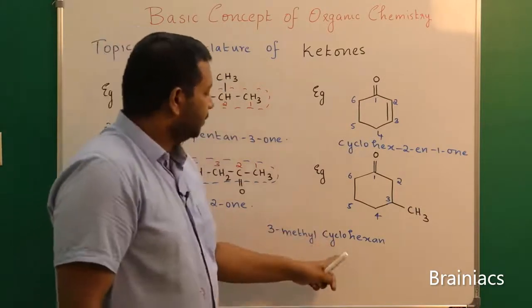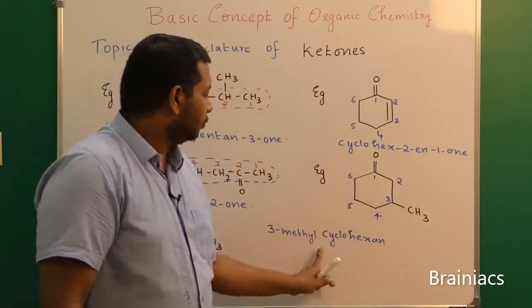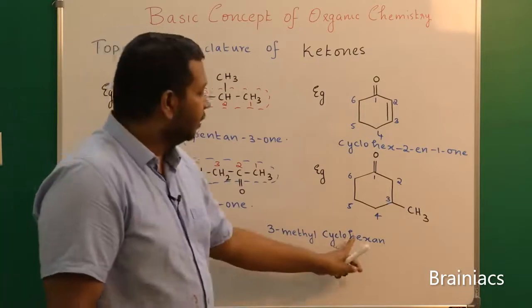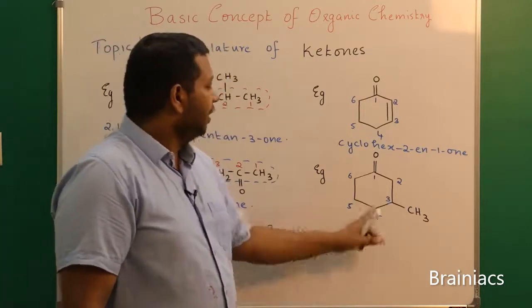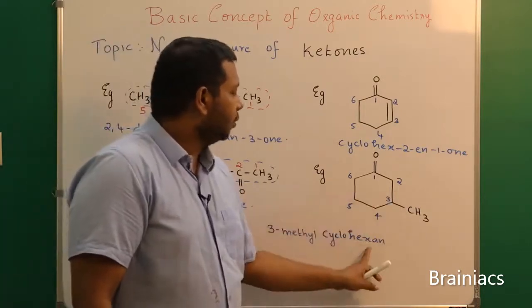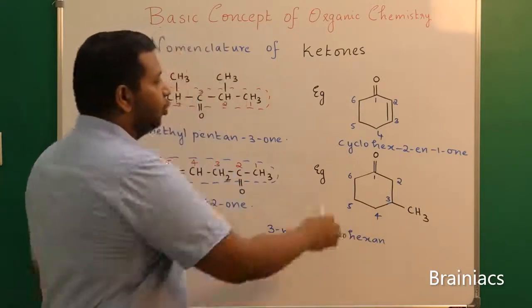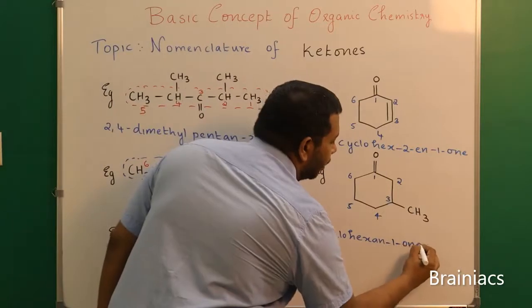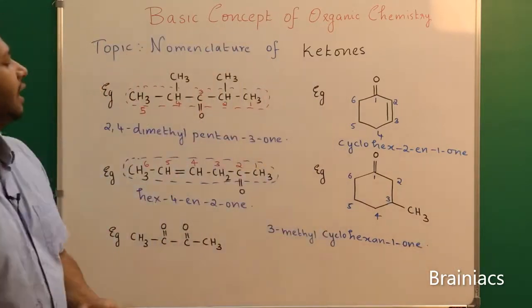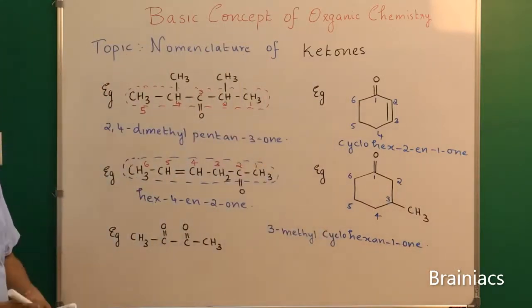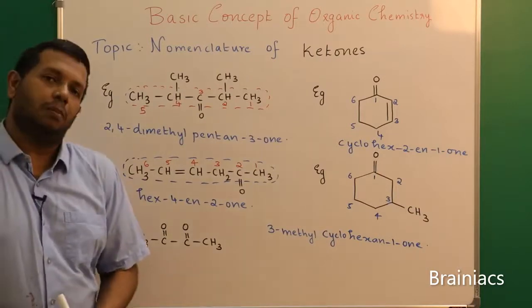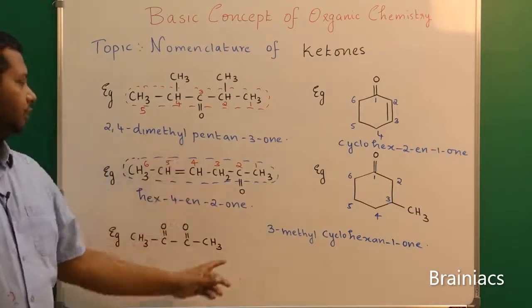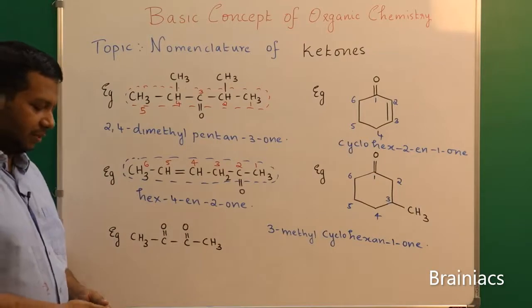Then the 1 degree prefix is applicable because it's a cyclo compound, so I added the term cyclo. Then the word root hex is there. Then the 1 degree suffix: all are linked with a single bond, so ane is there, and the 2 degree suffix, that is at first position, one. So the answer is 3-methylcyclohexanone or 3-methylcyclohexan-1-one. Both are correct. So I hope you understood, and we will come to the last example, very important.